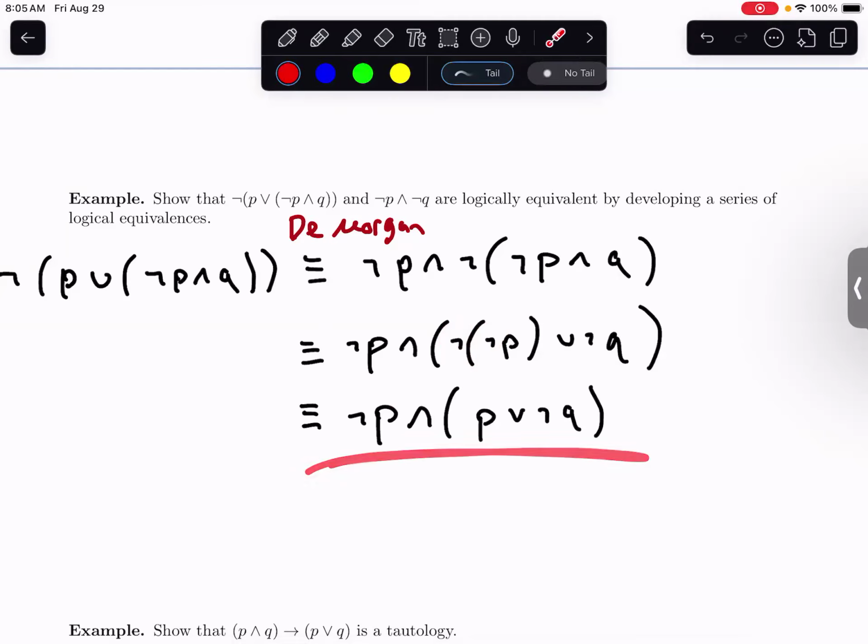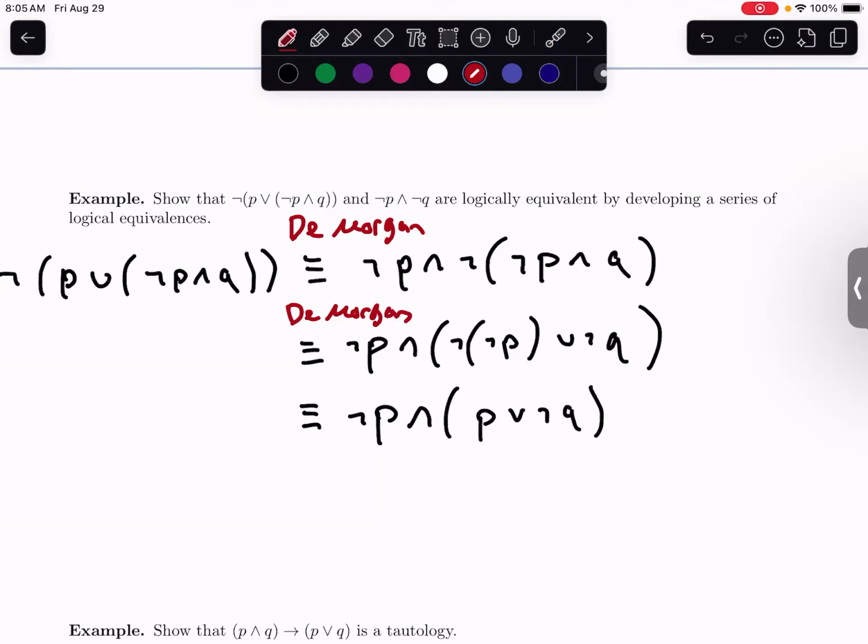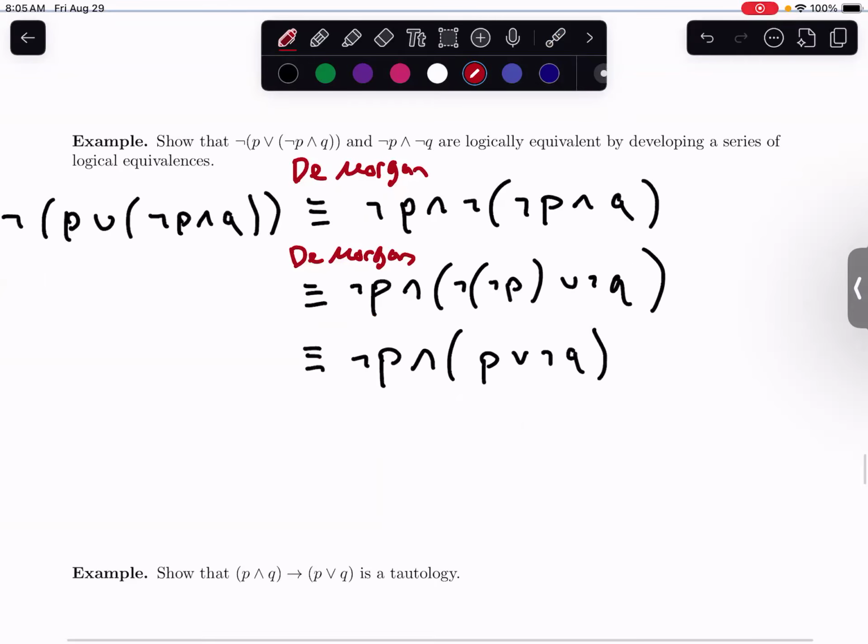Any questions so far? Again, this was De Morgan's law. I should be labeling these. This is De Morgan. Okay, and so we still have some ways to go until we reach this point right here.